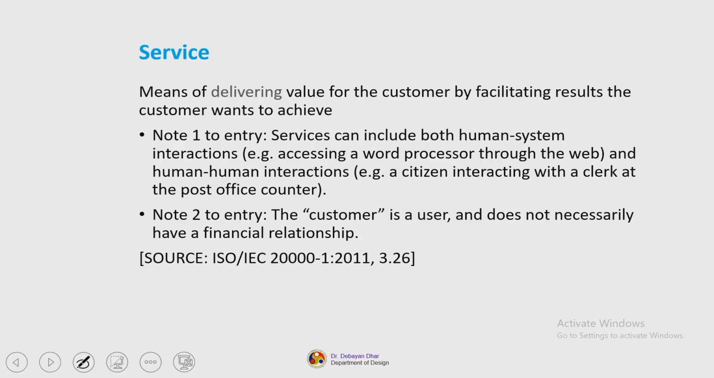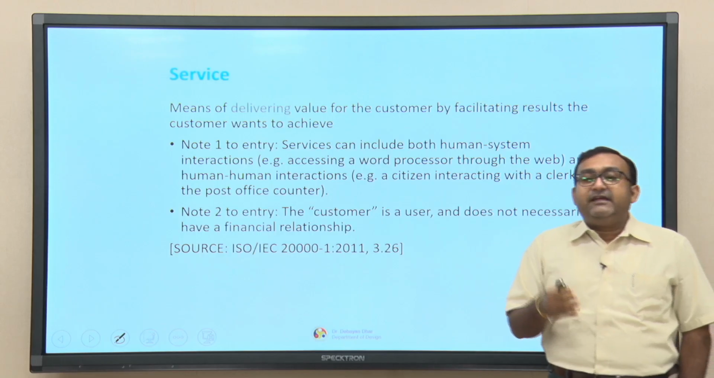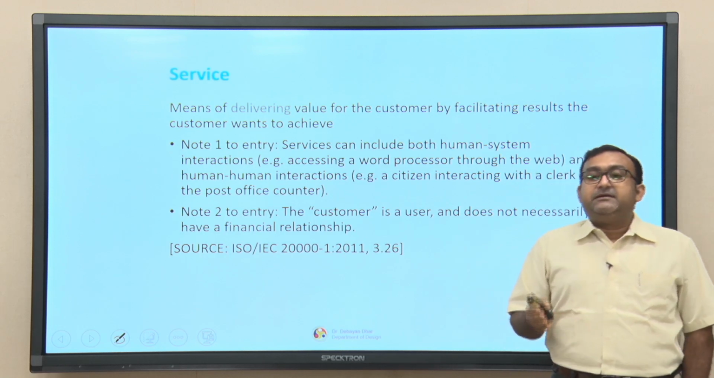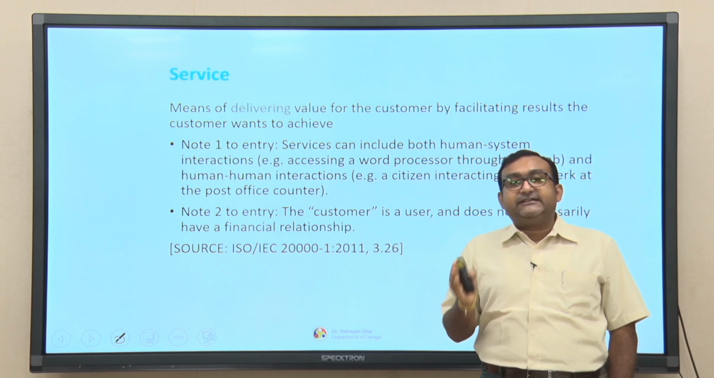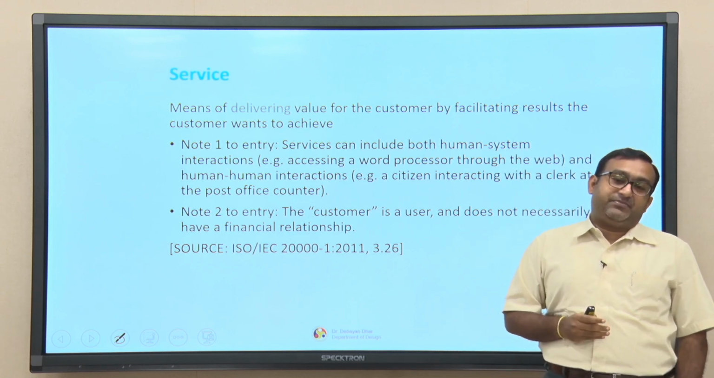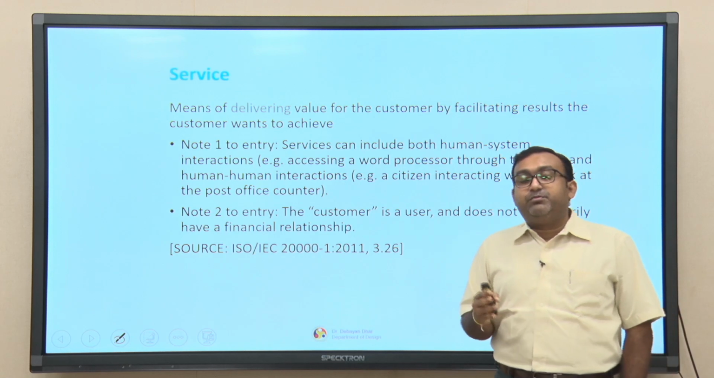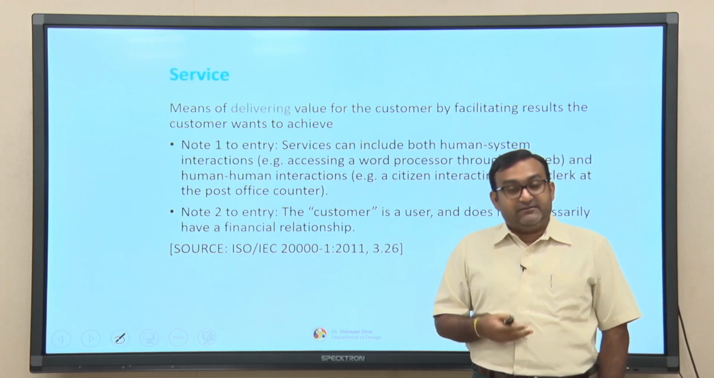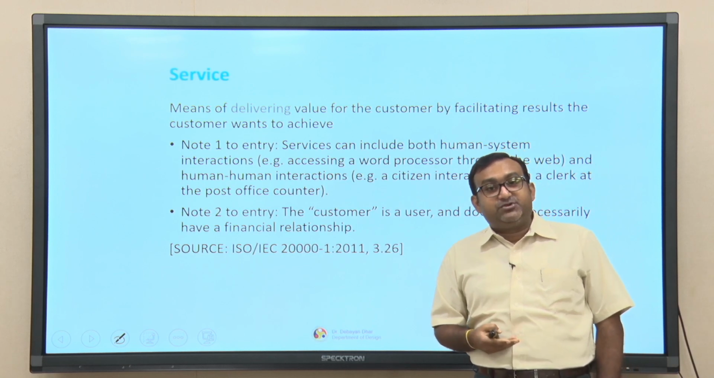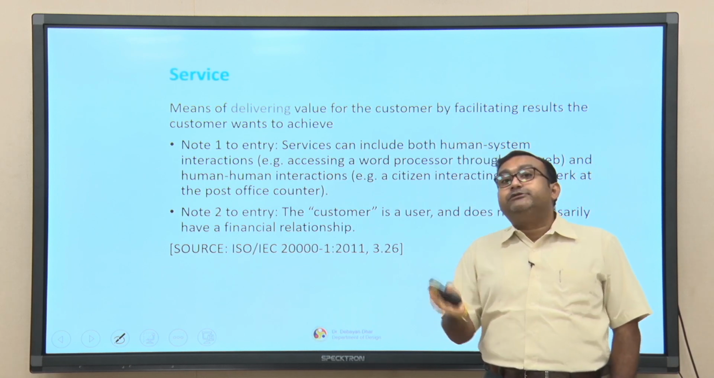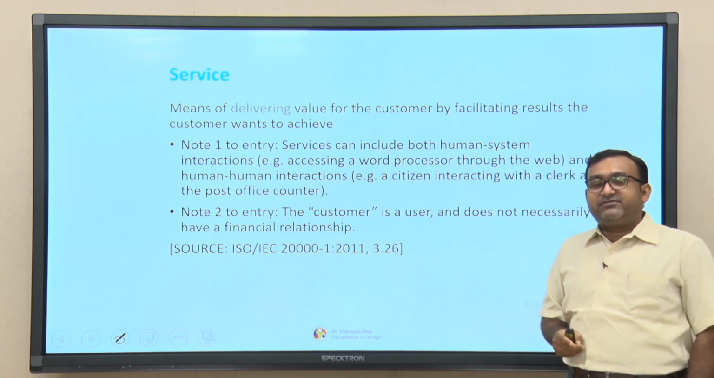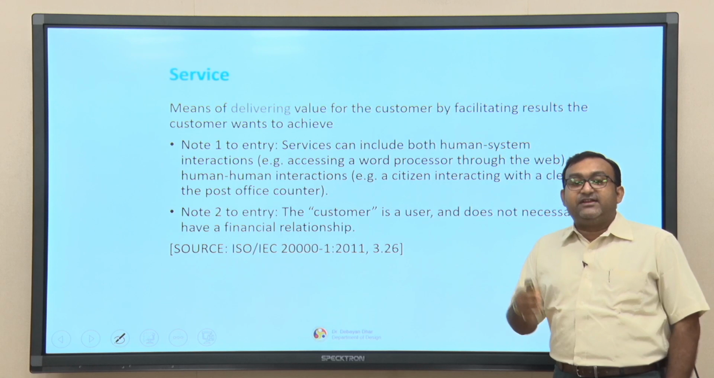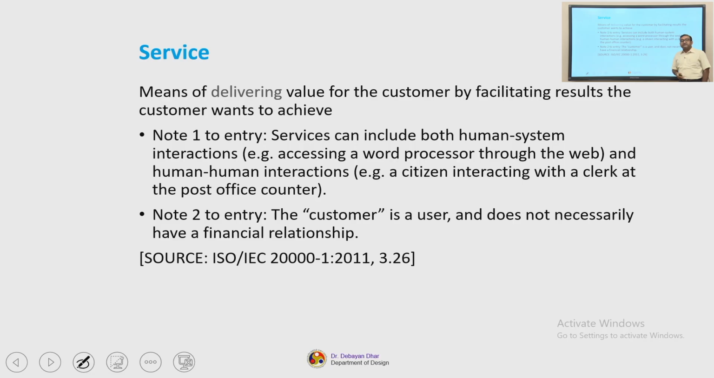Service, we all refer to the word service as we started discussing system. Now, what do we mean by service? Service means delivering value for the customer by facilitating results the customer wants to achieve. Services can include both human-system interactions, for example, accessing a word processor through the web, and also human interaction. That is where I was trying to draw your attention to: a citizen interacting with the clerk at the post office counter.